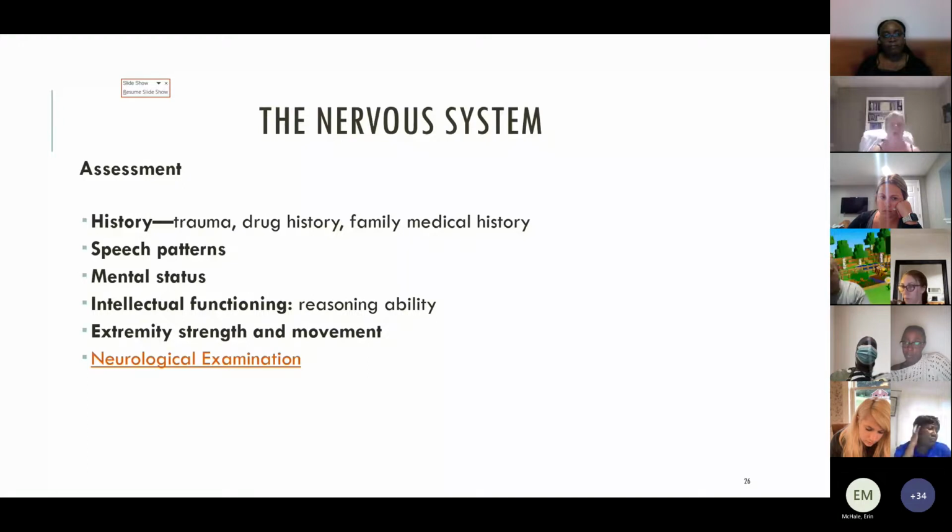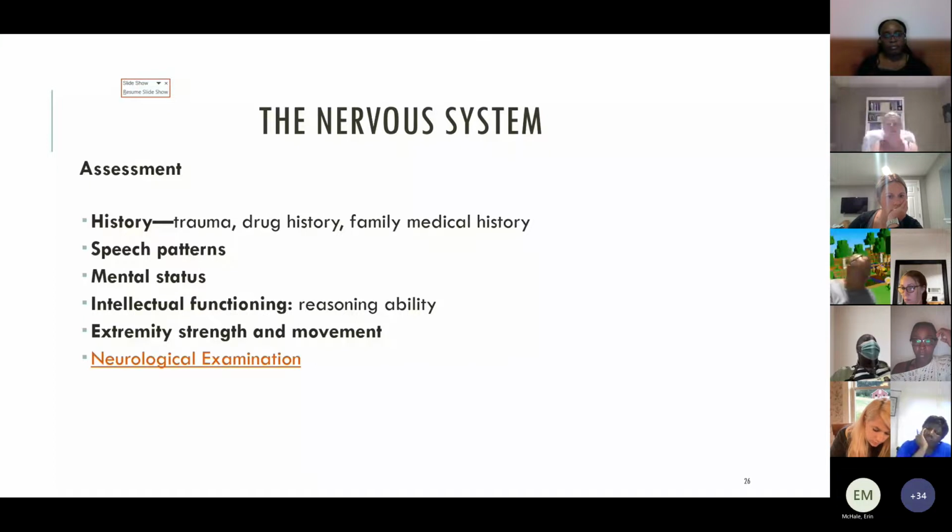So we definitely want to have a good history. So we want to know, have they had any trauma? Have they been involved in any accidents? Have they had any injuries to their spine or their neck or their brain? What type of medications do they take? Do they take any medications that could suppress the activities in our brain or our respiratory system?